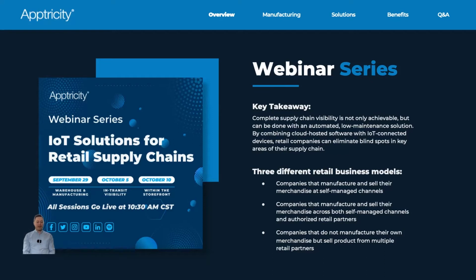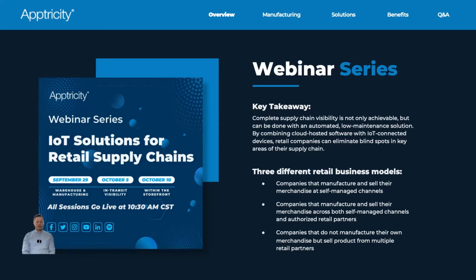Second company would be a company that manufactures and sells their merchandise across both self-managed channels and authorized retail partners. So you see this a lot in like say sporting goods, right? So a company like Nike, they own their own storefronts, but they're also selling at other sporting goods stores. So this is really the second model, a company like that.